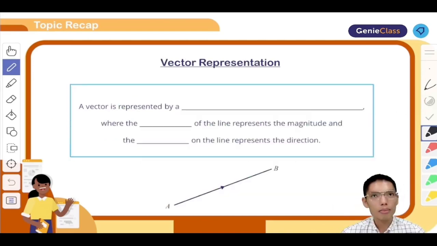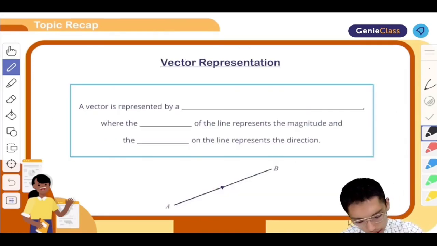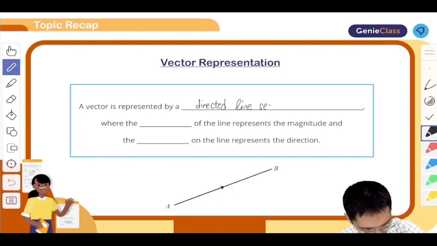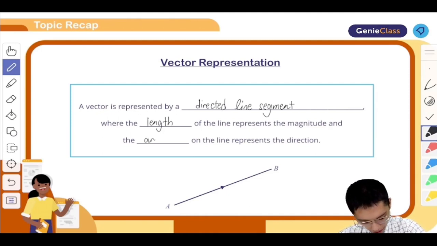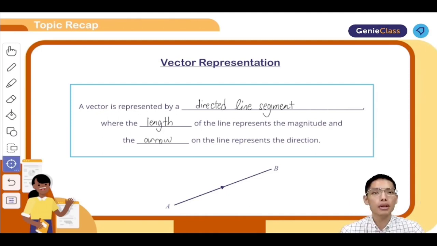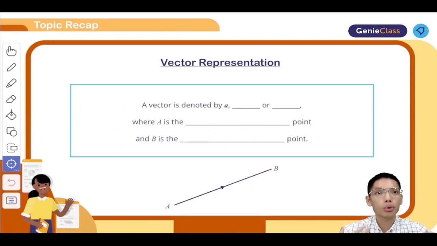Now, how do we then represent a vector? Take note, a vector is represented by a line segment that is directed. What does it mean? What represents the magnitude is the length of the line, and what represents the direction is the arrow on the line. So in this particular example, my arrow is going from A to B. So from A to B, how do we represent it?